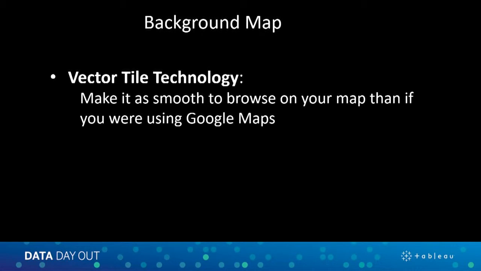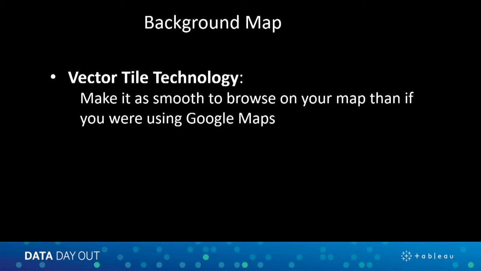Next thing is about background maps. There are two things. First of all, the technology has been completely redone. Now it's what we call vector tile technology, and it makes your experience super, super fast. You can browse, zoom in, zoom out, and it will be as smooth as if you were using Google Maps. Believe me, you can try it.